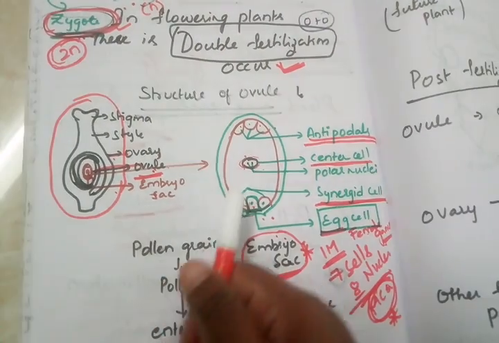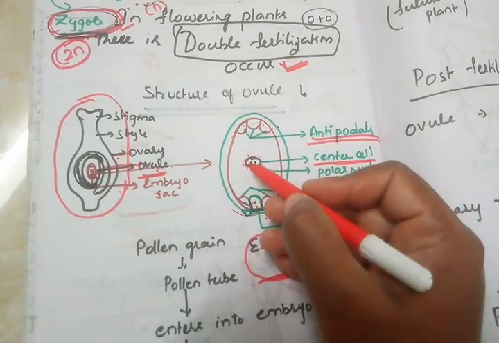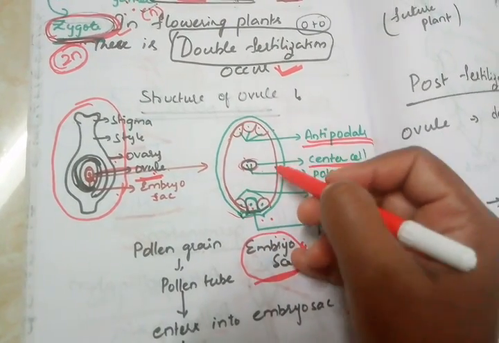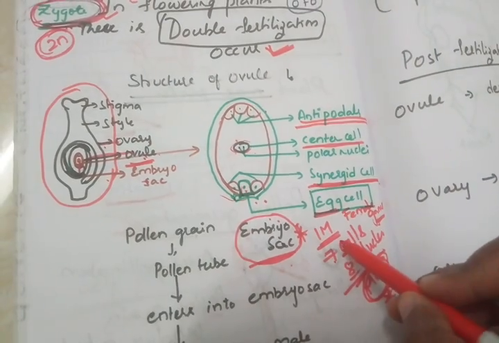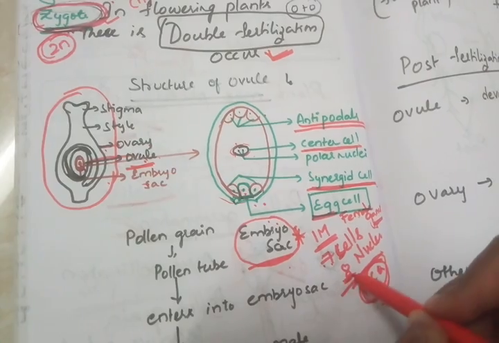Here, carefully look. In the center cell, how many nuclei are there? 2 nuclei are there. The center cell consists of how many nuclei? 2 nuclei. So that is why the embryo sac is 7-celled and 8-nucleate. How many cells are there? 7 cells, and how many nuclei? 8 nuclei.